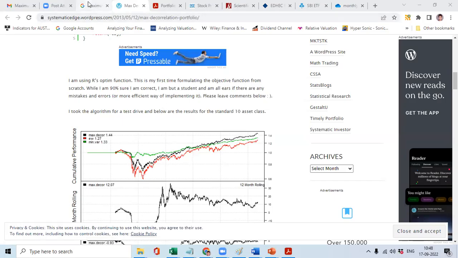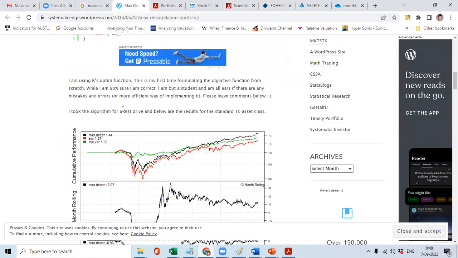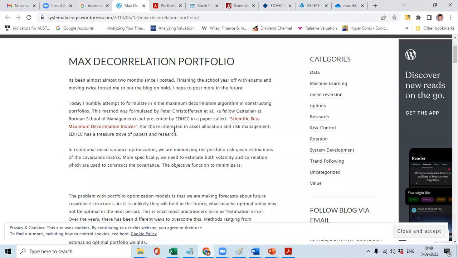Yeah, so this is a term, maximum decorrelation. And if you search, you'll get a couple of links. This is where I learned. So he talks about where he picked it up. This is picked up from Scientific Beta Institute.